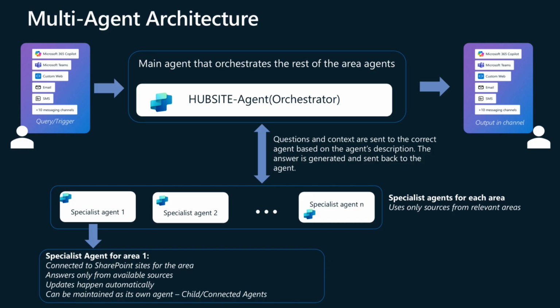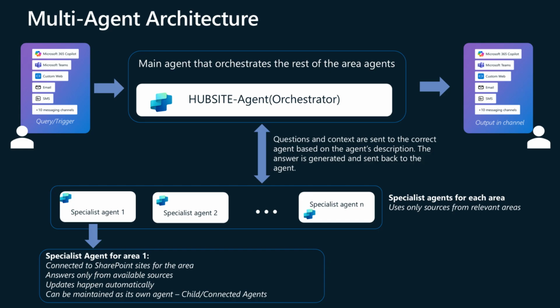The orchestrator doesn't answer everything by itself. Instead, it decides which specialist agent should handle the request. Each specialist agent is focused on a specific area, like customer data, SharePoint knowledge, or analytics, and it only uses the sources relevant to its domain. For example, a specialist agent for SharePoint sites answers only from those connected sources, updates automatically, and can even function as its own child or connected agent. The orchestrator sends the question and context to the right specialist, receives the response, and then delivers the answer back to the user through the same channel they started in.